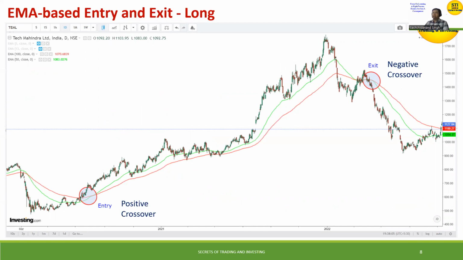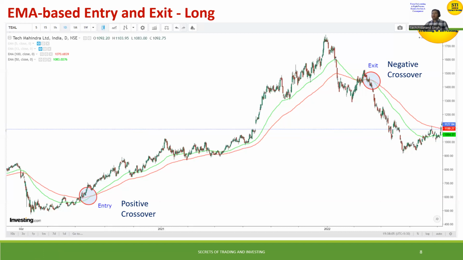This is another example, Tech Mahindra, where I have added 50 and 100, and based on the EMA positive crossover, if you look here, it is giving a positive crossover. That means for entry, we can decide to buy the stock at the positive crossover, and when there is a negative crossover, we should exit. And as I keep saying, this is one of the convictions; we should not trade based on only one conviction. At least we should have a couple of convictions to take the trade or make the investment.